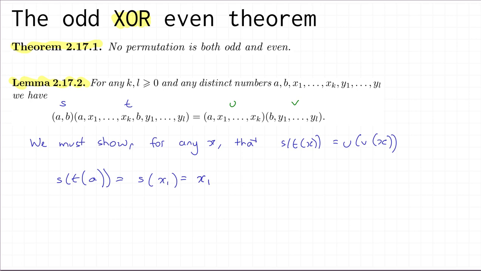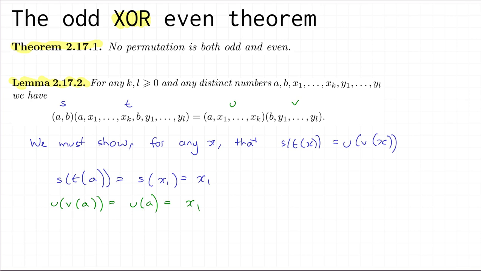If we now look at what U composed with V does to a, well, again, the numbers a, b, x1, x2 up to xk, and y1 up to yl are assumed to be all different. So a is not equal to any of the numbers b or y1 or y2 or yl. That means that V of a is just going to be a again. And looking at the definition of U, U of a is x1. So in this case, S of T of a was equal to U of V of a.